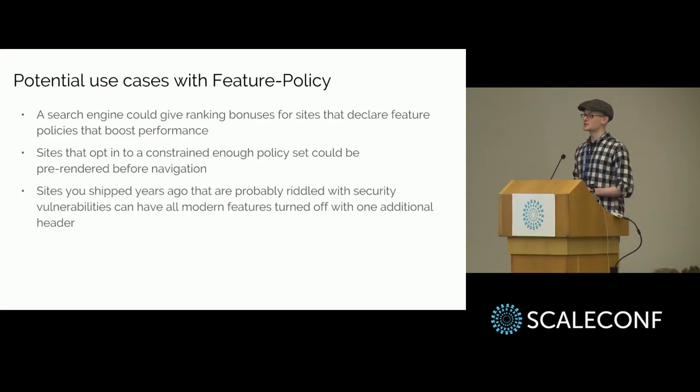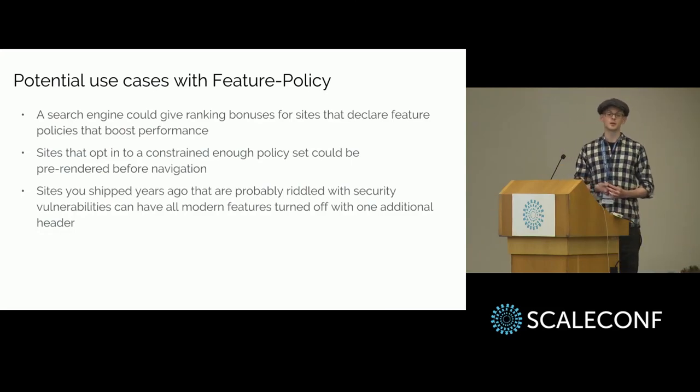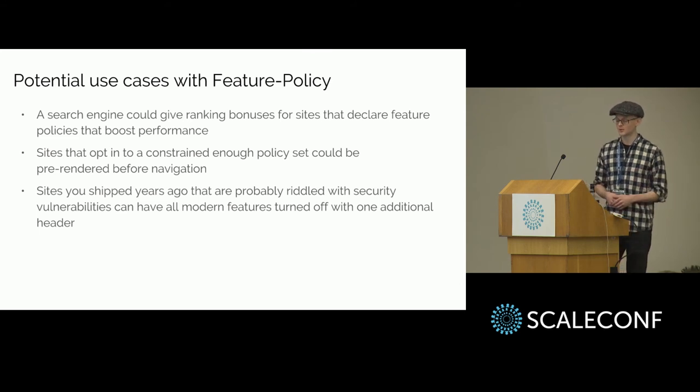Potential use cases, maybe search engines could give you ranking bonuses if you enable certain feature policies. If you said, for example, disable document.write, or if you said, my website can be painted in one single pass and it doesn't require more style evaluation and more painting, then they could say, okay, well, we'll pre-render the site because it's so cheap to do.